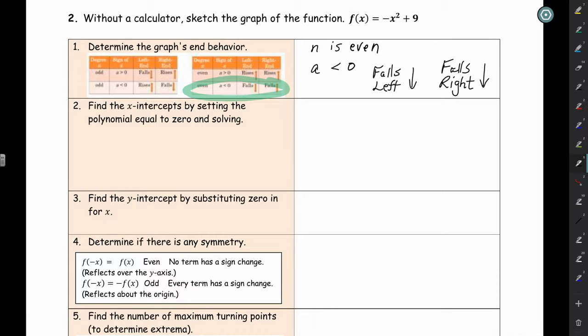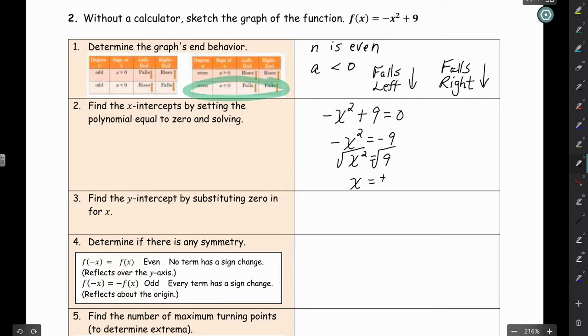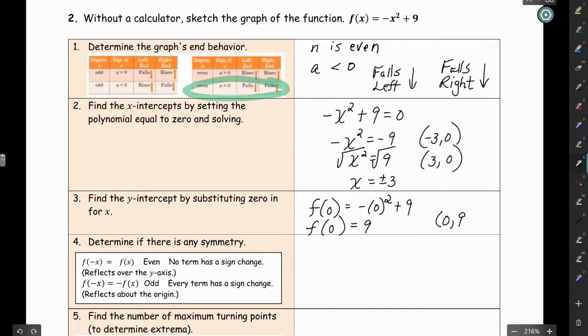Find the x-intercepts by setting the polynomial equal to 0 and solving. I'm going to take the square root of both sides, so we're going to get x equals plus or minus 3. So we know we have x-intercepts at (-3, 0) and (3, 0). We're going to find the y-intercept by substituting 0 in for x. And when we do that, we get a value of 9, so we know we have a y-intercept at (0, 9).